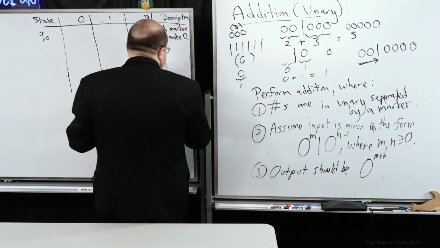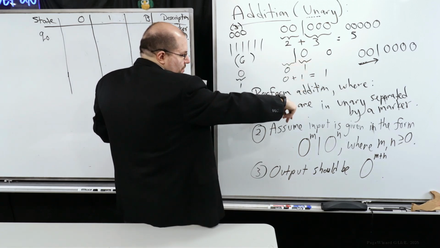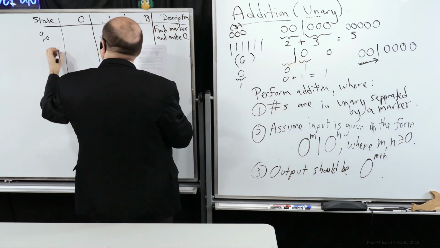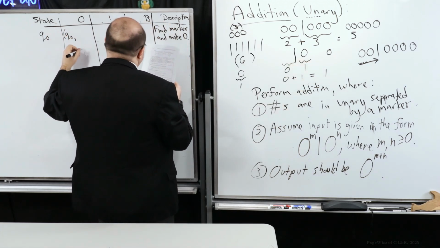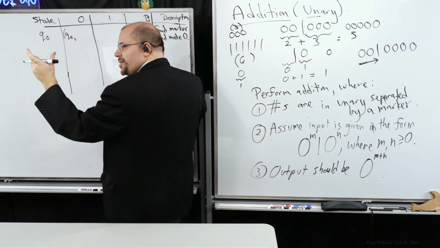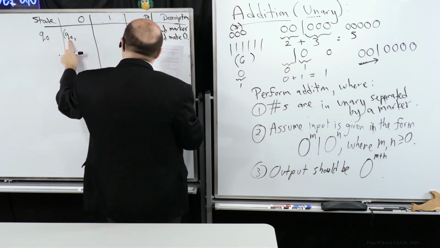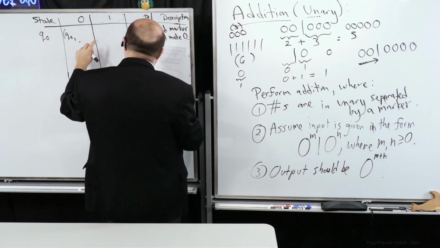So if I see a 0, what did I do? I go past it, right? I want to find the 1. So we're going to stay in Q0. Remember the 3 things we need to know: the state we're going to change to, what tape symbol you're going to write, and what direction you're going.